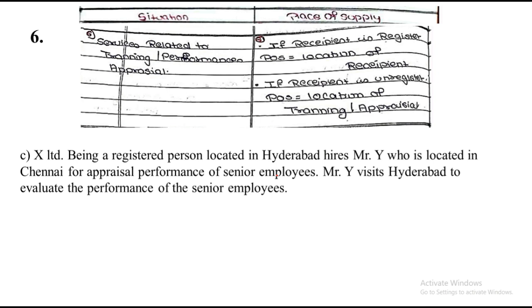Now here it is given that Mr. X, being a registered person located in Hyderabad, hires Y, who is located in Chennai, for appraisal of his senior employees. Now the recipient is a registered person. The recipient is Mr. X. He is registered, and as per the rule, if the recipient is registered, his location will become your place of supply. So in this case, Hyderabad will be the place of supply.